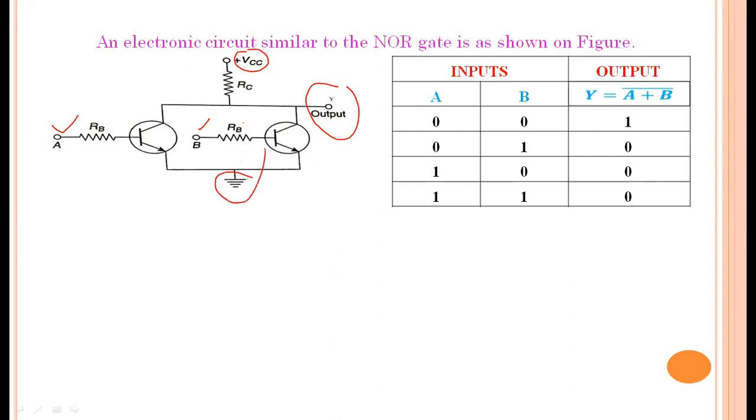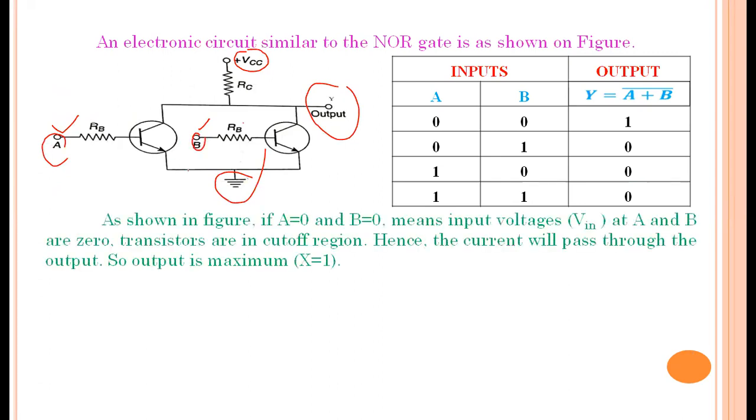How will it work? If A is equal to 0 and B is equal to 0, both switches are open and no current passes through the two transistors. That means both transistors are in the cutoff region. There is no current through the transistors. All the current from the battery VCC passes to the output Y. So the output is 1.